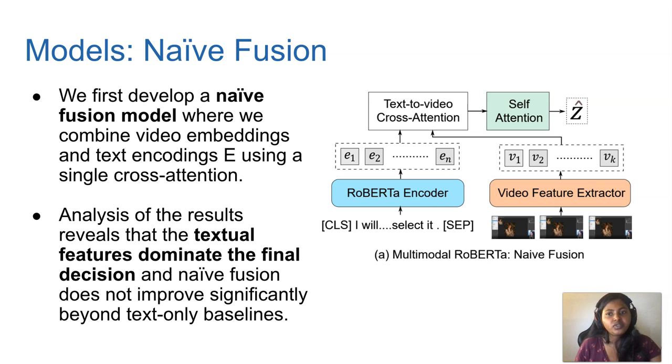Next, we attempt to fuse video embeddings with the text encodings from language models in a naive manner through a single cross-attention layer, as shown in the figure. Analysis of the results from this model reveals that the textual features dominate the final decision, and naive fusion does not improve significantly beyond text-only baselines.